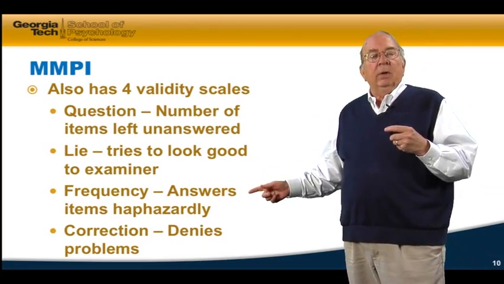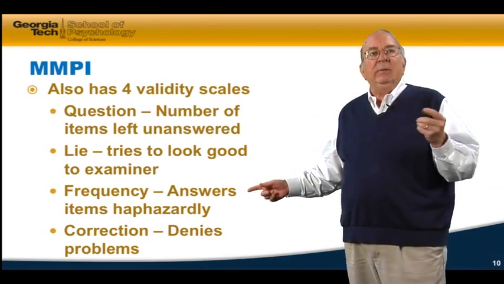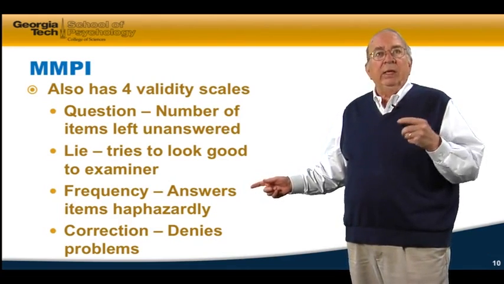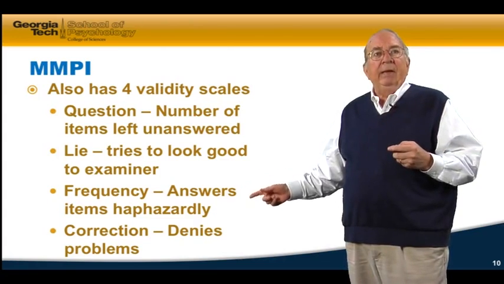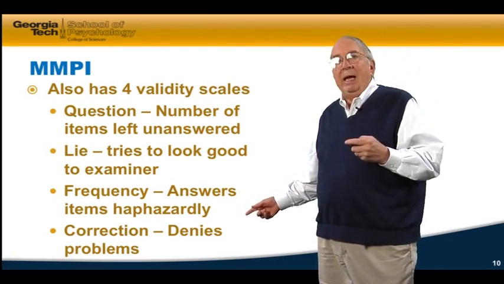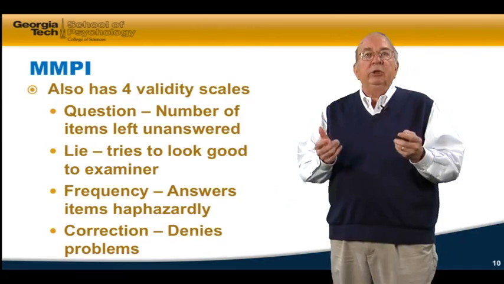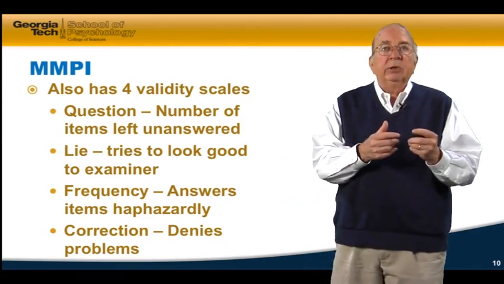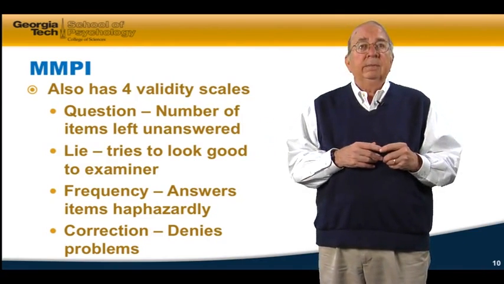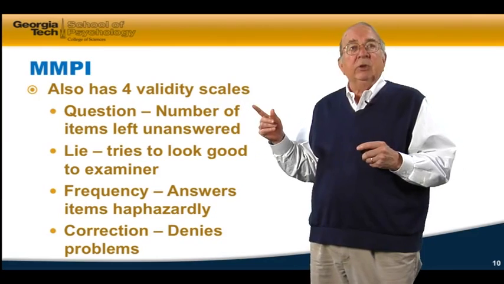It's also looking at a scale called frequency, which looks at answers that seem haphazard, they don't seem to be reliable, they don't seem to be consistent in the way they're dealing with the questions. And then it has a 4th validity scale, where you simply are answering the questions as if you're denying that you have problems. Because remember, this is one that's used to correlate this personality with personalities of people that have psychological disorders. The Minnesota Multiphasic Personality Inventory.